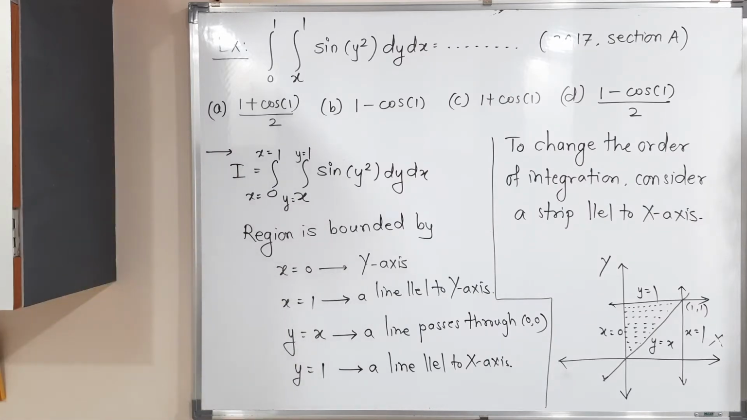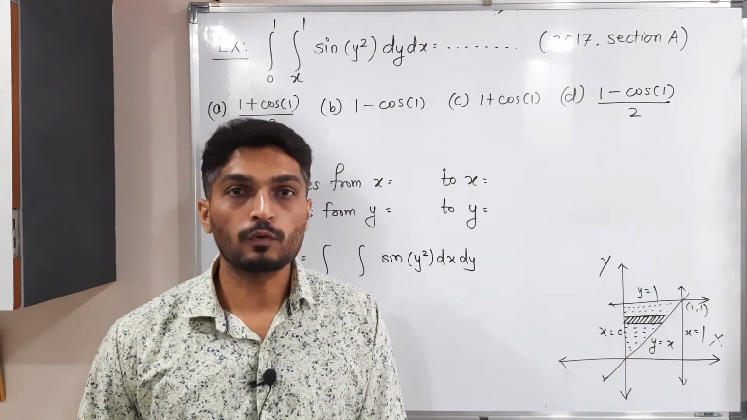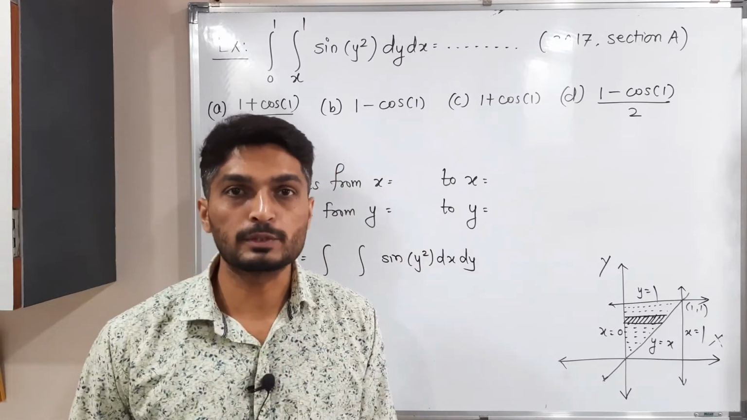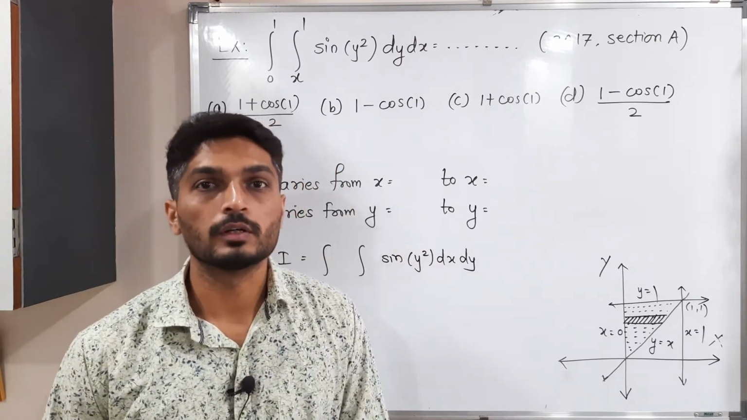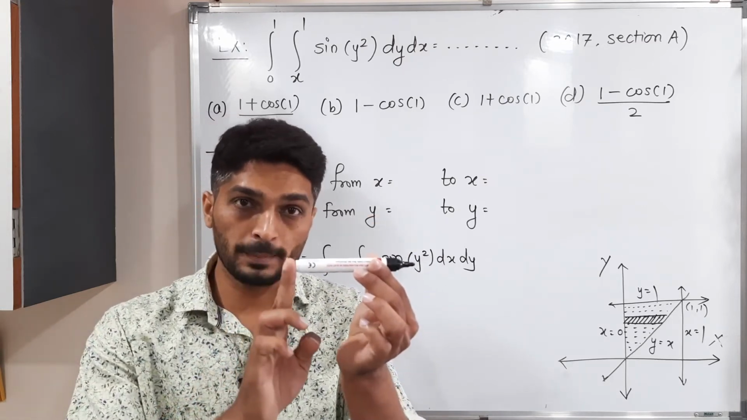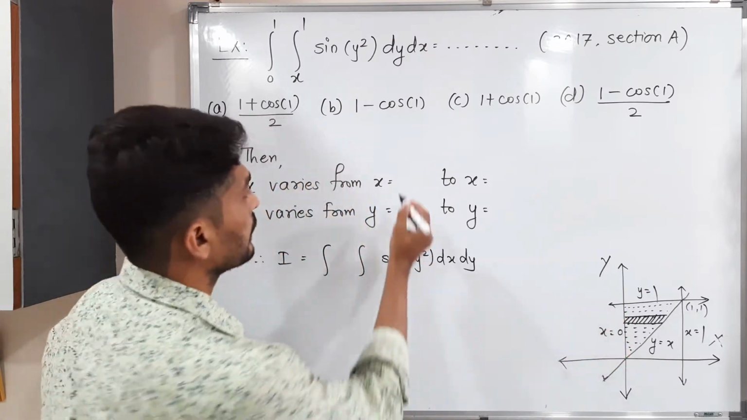So I suggest you make a screenshot of it, then we will go further. If I consider a strip parallel to the x-axis, obviously we should write x varies from ... After that, limits of y vary from ... When we have a strip like this, we consider whether the strip is bounded below and bounded above. So let us see, the strip is bounded below by x is equal to 0.